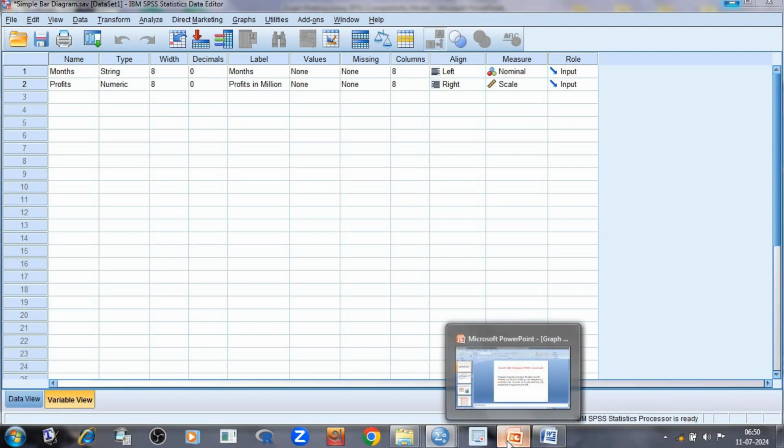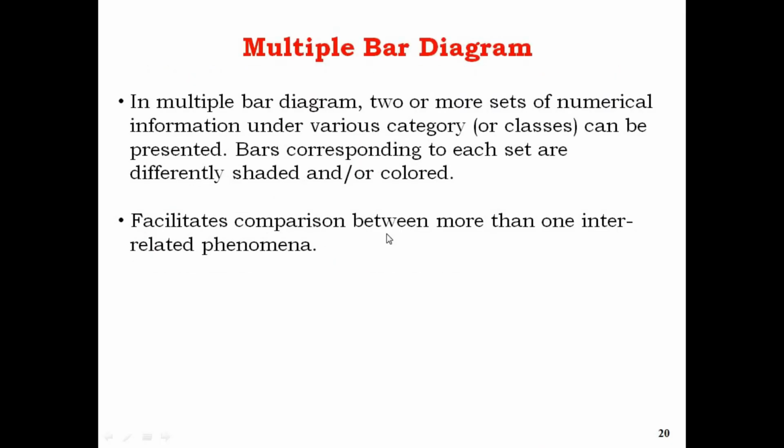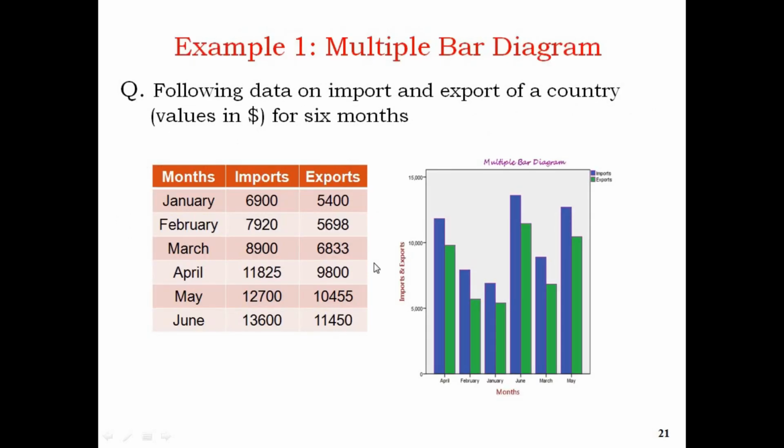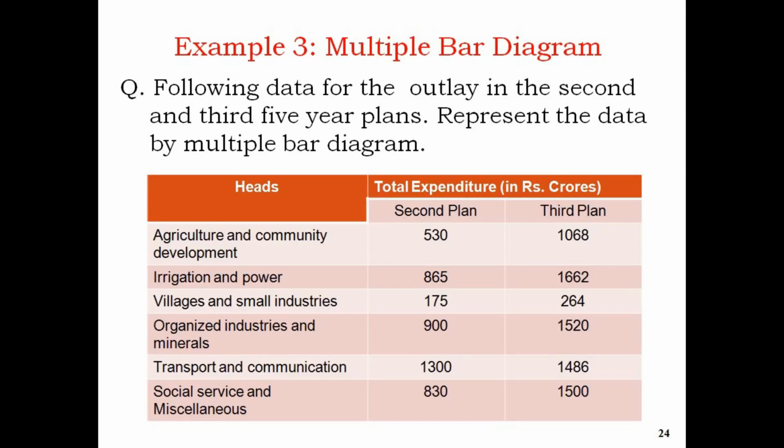Now we move to our main presentation again. So multiple bar diagram, what is this? In a multiple bar diagram, two or more sets of numerical information under various categories or classes can be presented. And here the bars corresponding to each set are differently shaded or colored, which facilitates comparison between more than one interrelated phenomena. In that case we use a multiple bar diagram. Now you see here again I have given examples. I have given 3 examples: example 1, 2 and then 3.